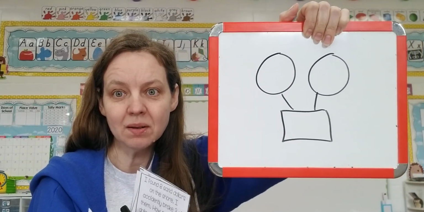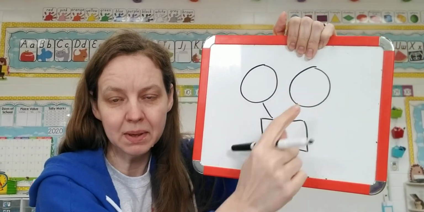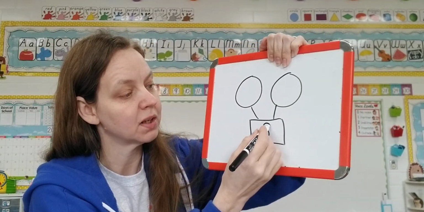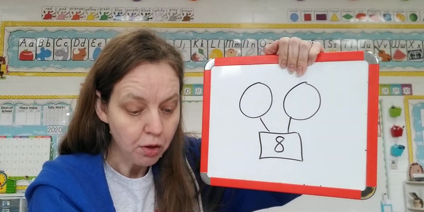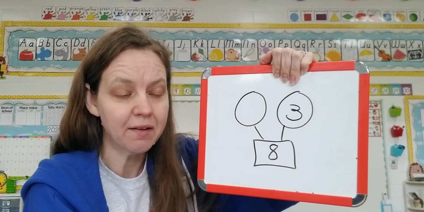I'm going to read you some number problems, and we're going to figure out how to get that missing number. All right, I found 8 sand dollars on the shore. So we're going to start right there. There were 8 of them. 3 of them broke. How many do I have left?